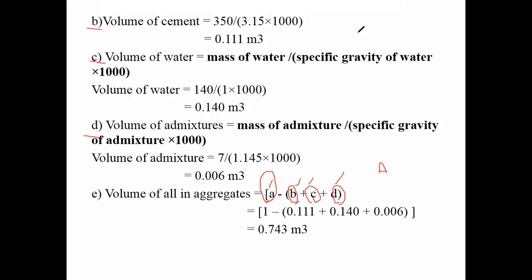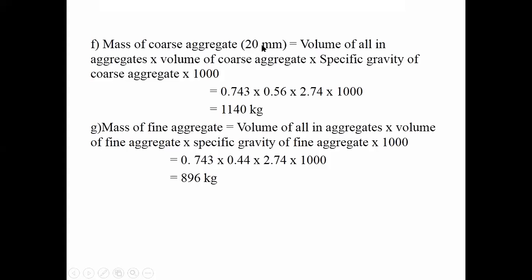Okay, the total aggregate value here is taken as what? 0.743 meter cube. By using the calculations, we found that. Next, mass of the coarse aggregate. So you found the total volume of the aggregate. From that, you have to calculate the mass of the coarse aggregate, that is the weight of the coarse aggregate.